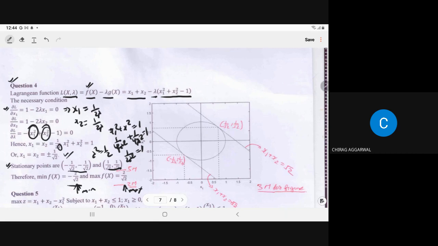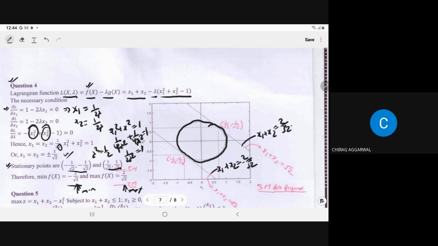Here, if you observe on the right-hand side, this is the curve of x1 square plus x2 square is equal to 1. It is a circle. Over the circle we have the objective line. The objective line is x1 plus x2. On this side, x1 plus x2 is equal to 2 upon root 2. That is the minimum value.